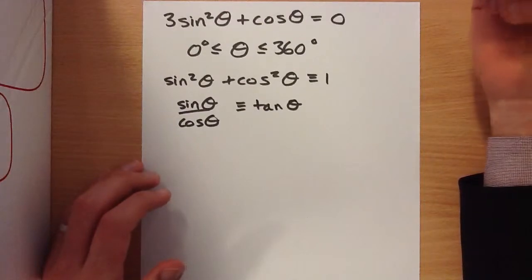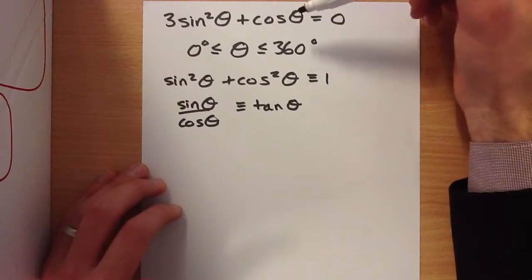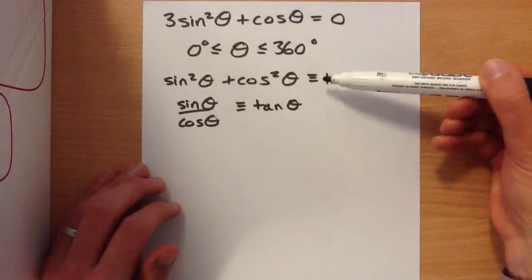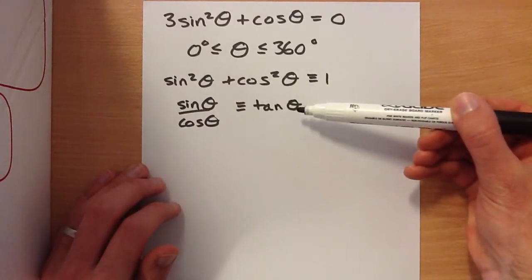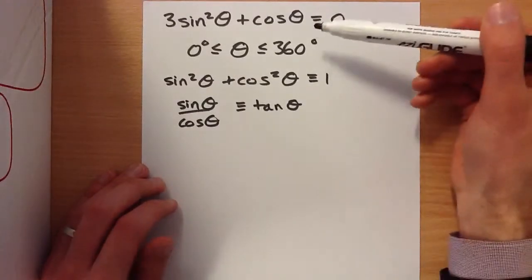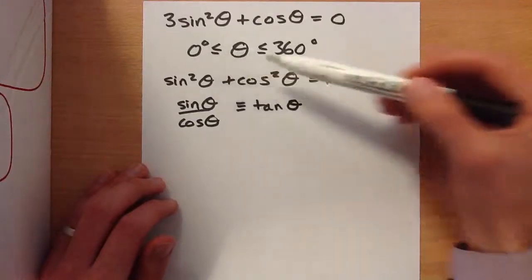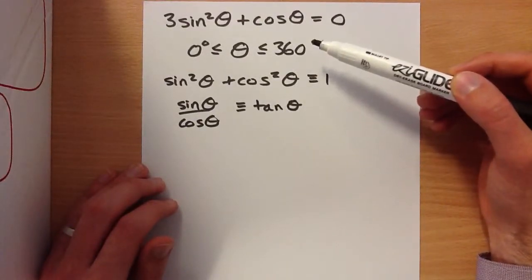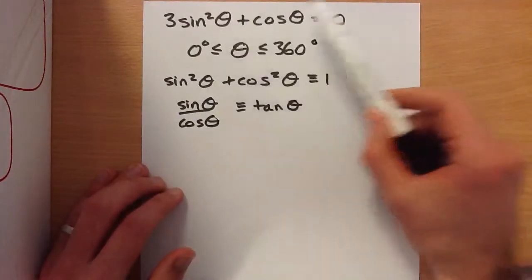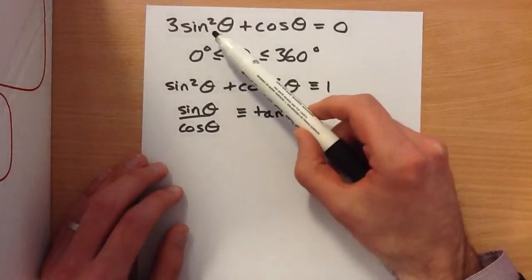This video is going to be about how we solve trigonometric equations like this by using one of the two identities that we need to know. I want answers in the range 0 to 360 degrees. So straight away, by looking at the question here, I can see I've got sine squared theta in there.